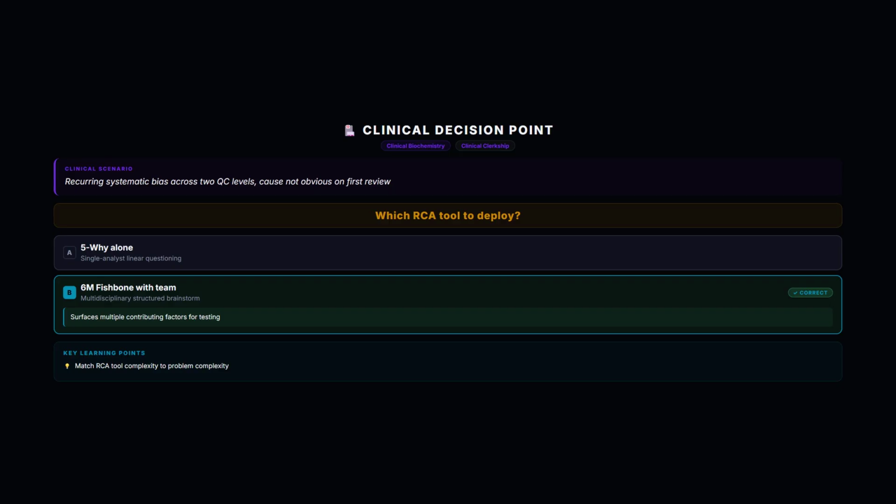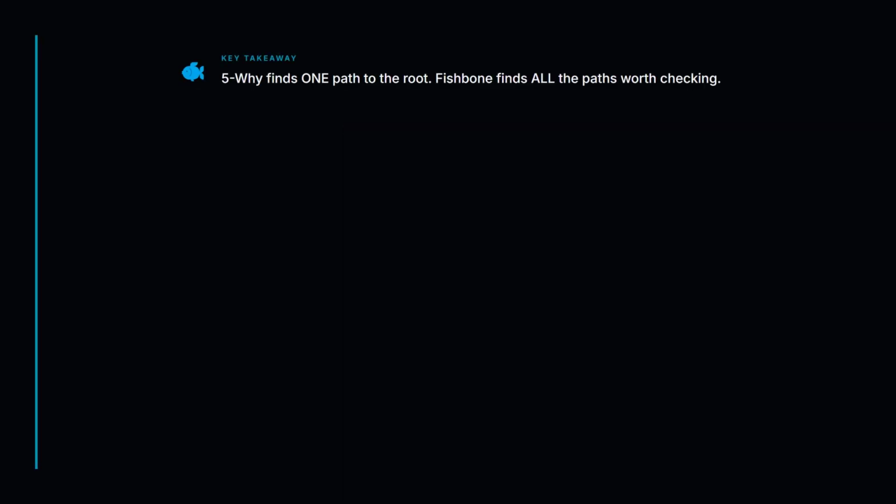Recurring or systematic bias with no obvious single cause. That needs the full Fishbone session with a team. Trying to 5Y your way through a genuinely multi-factor problem just produces a shallow, wrong answer. Remember the difference this way: 5Y finds one path down to a root. Fishbone maps out every path worth checking before you commit to one.